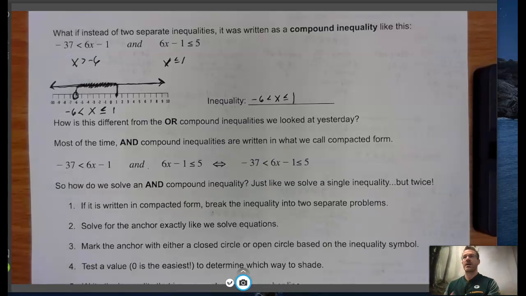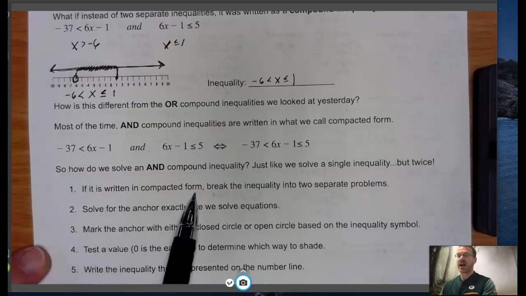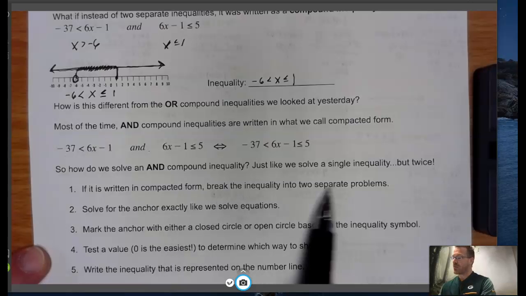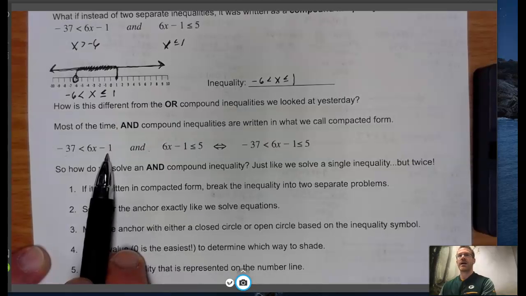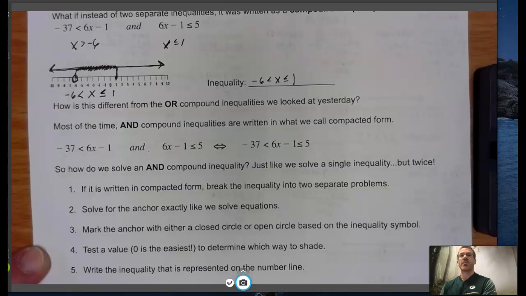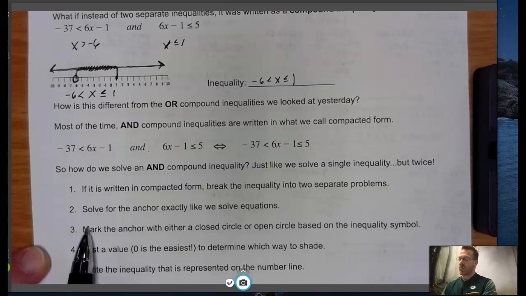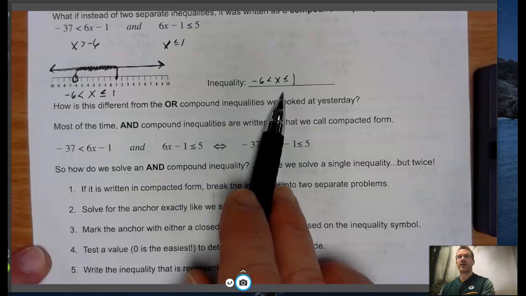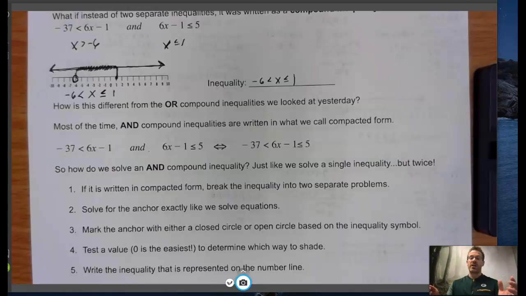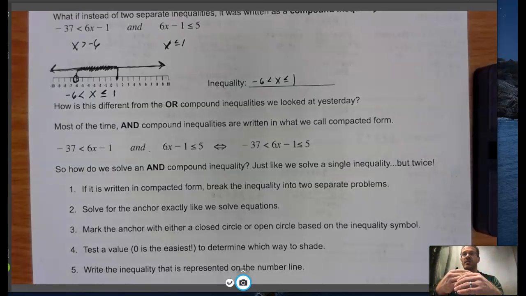So how do we work with these? If it's written in compacted form, we're going to break it into two separate problems. We're going to take this and write it like this. Then we go through the same process. We solve for our anchors, mark our anchors with a closed or open circle based on our inequality symbol, test, and then write the inequality that's represented on the number line. Remember with "and," we're going to get this look when we write our inequality. Before I move on, if for some reason we don't get the crossover region, that means it's no solution. We have to have the regions cross.